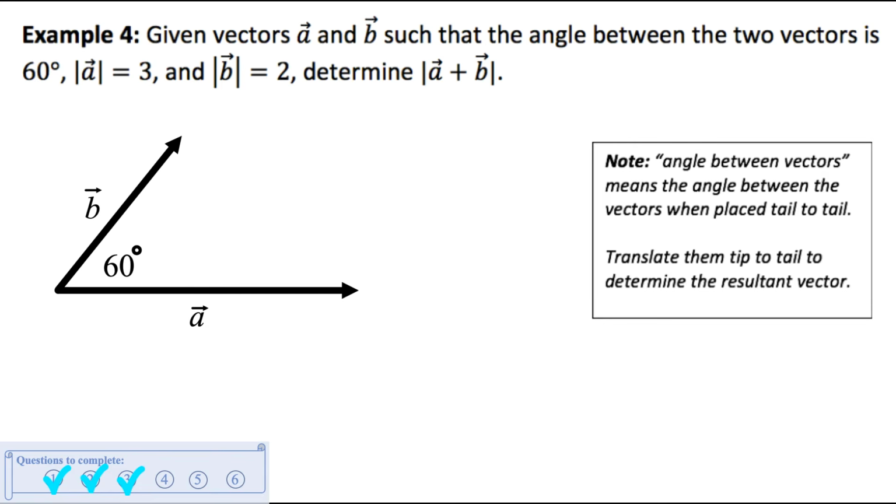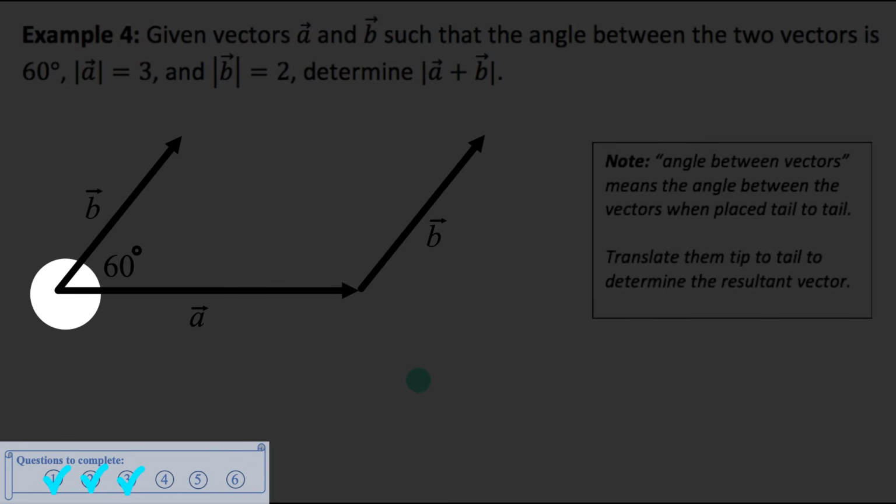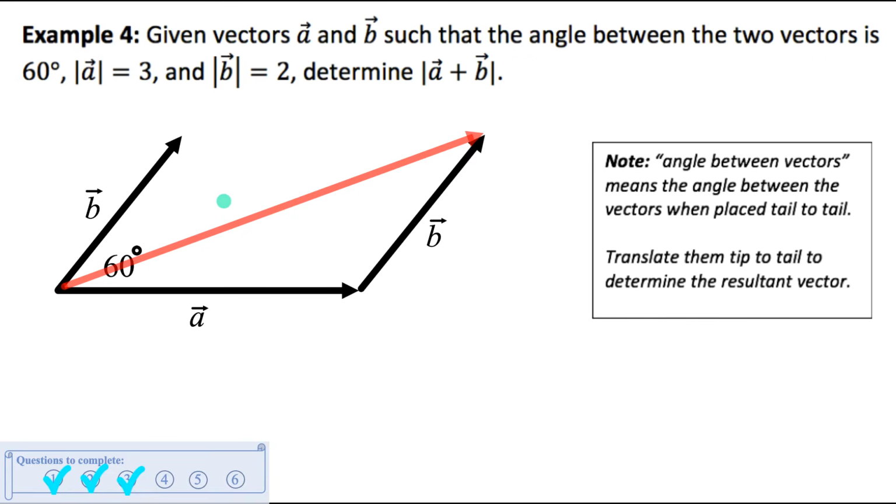To construct vector A plus vector B, to add vectors, they have to be placed tip to tail. So I'm going to translate vector B so that its tail is at the tip of vector A. Now that they're translated so that they're tip to tail, I could draw the resultant vector, vector A plus vector B, by going from the tail of my first vector, the tail of vector A, to the tip of the second vector, the tip of vector B. So this is vector A plus vector B. And I'm interested in the magnitude of that side.